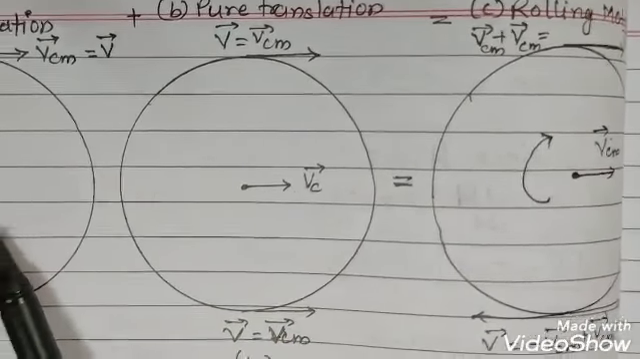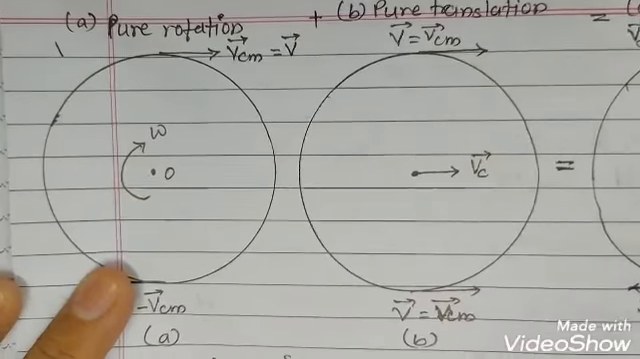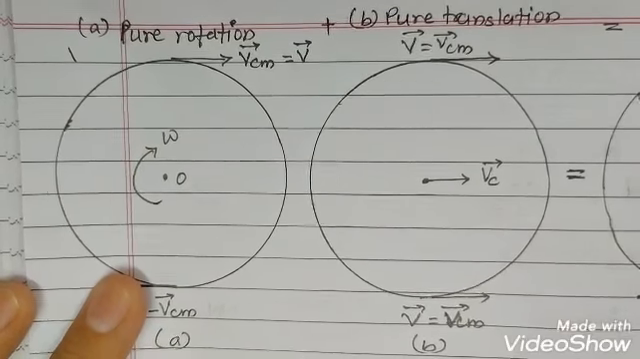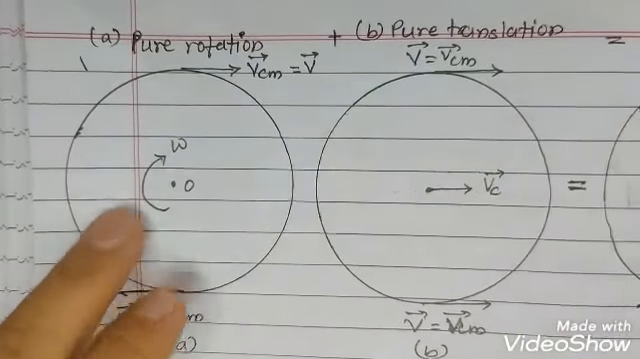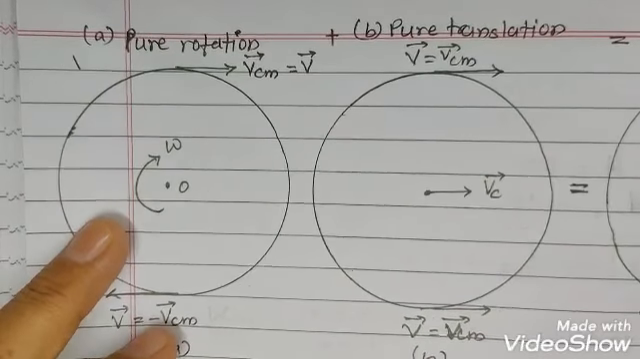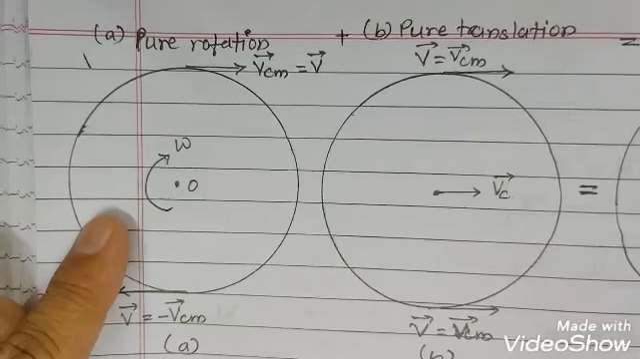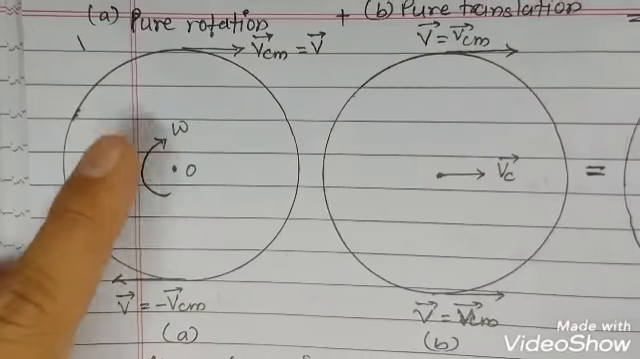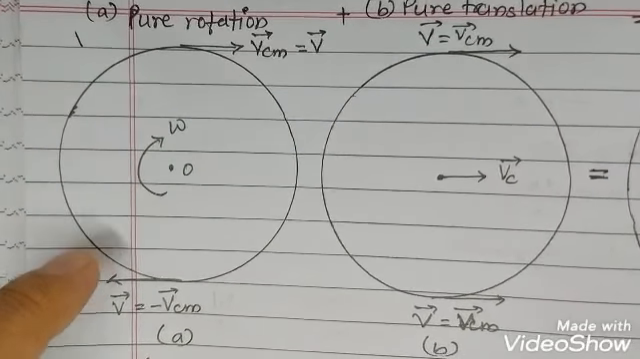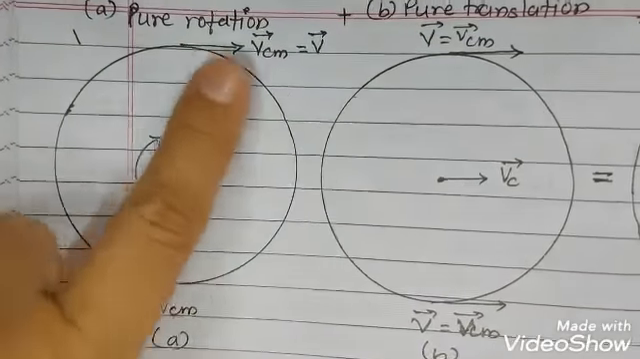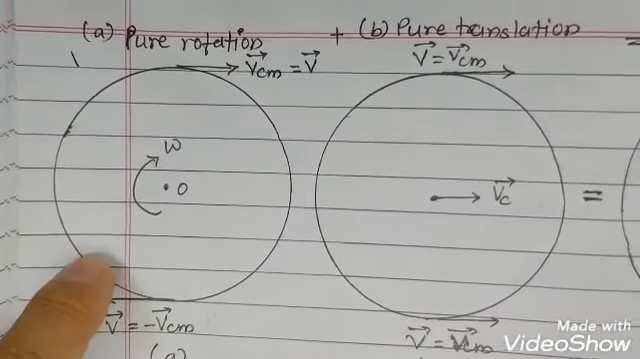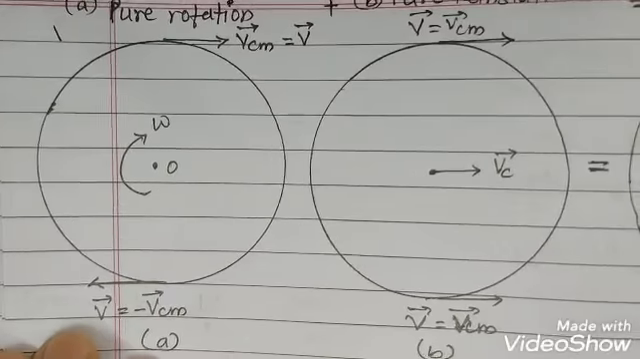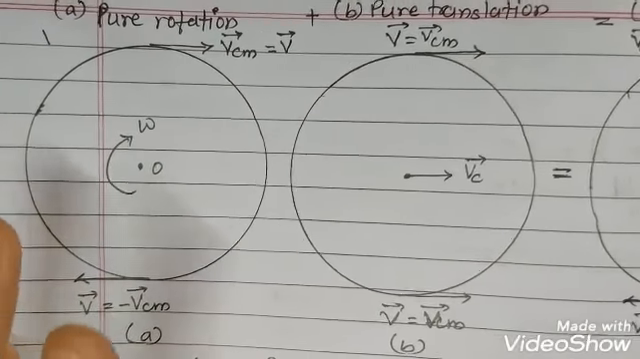Here you will see in figure A that it shows the pure rotation, as if the axis of rotation through the center of the wheel were stationary. Every point on the wheel rotates about its center with angular speed omega, and every point on the outside edge of the wheel has linear speed VCM, that is the speed of the center of mass, VCM equal to R omega, where R is the radius of the wheel.